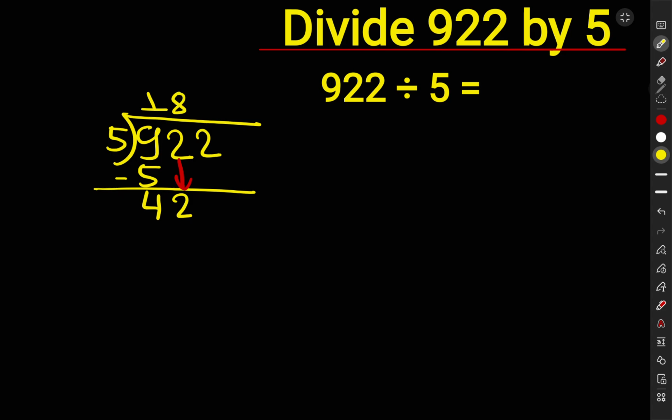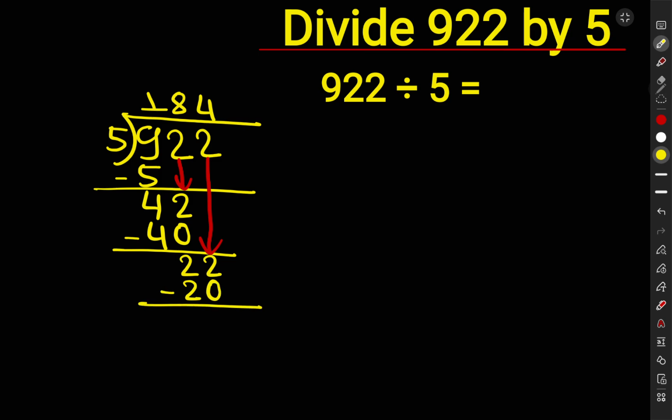5 times 8 is 40. On subtracting we get 2. So again we put down these 2 and it is 22. 5 times 4 is 20. On subtracting we get 2.